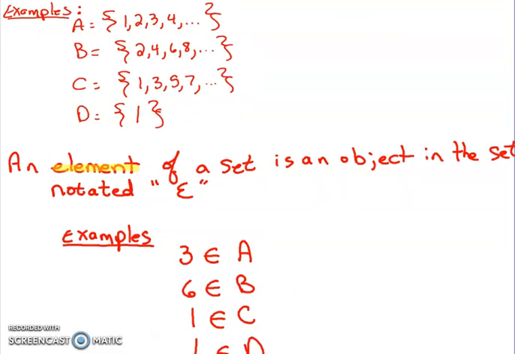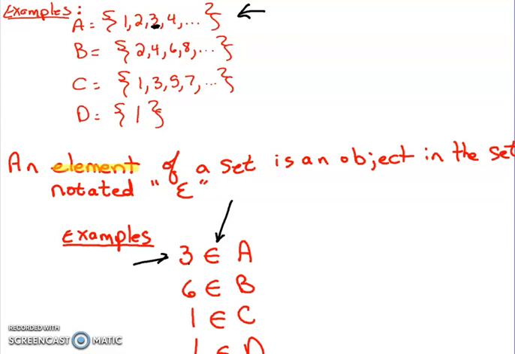So an element of a set is an object in the set. And you notate it with a symbol that looks sort of like a funny looking E. And here's some examples of this. Here's my first example. 3 is an element of set A. So if you look at set A up here, 3 is an element. There it is right there. So 3 is part of A, it's inside of A.